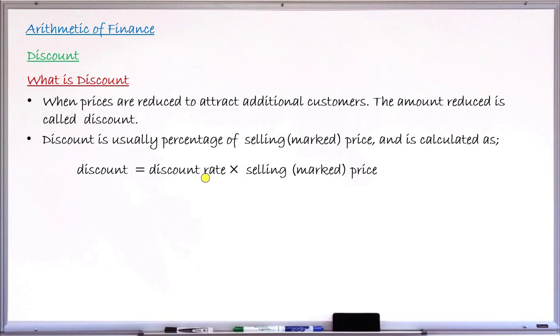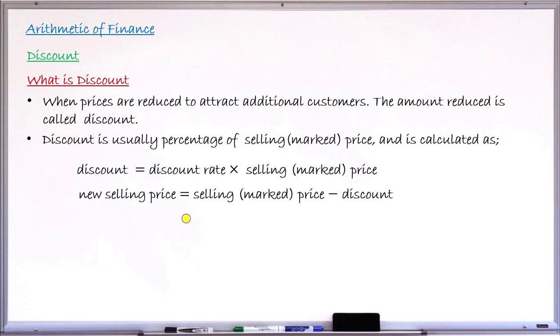After discount, the item's selling price will change to a new selling price, and that new selling price is given by this formula: new selling price equals selling price, that is the original selling price or the market price, minus the discount. So when you remove the amount of discount from the market price or the initial selling price, it gives you the new price of the item. We are going to take examples and make use of these two formulas in solving problems related to discount.